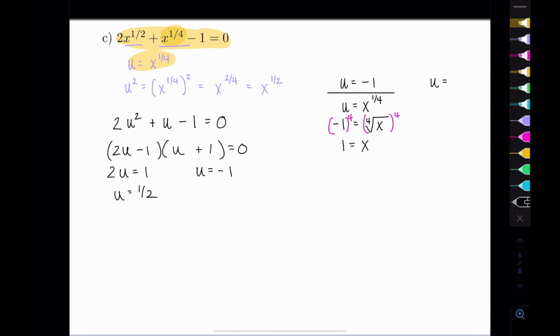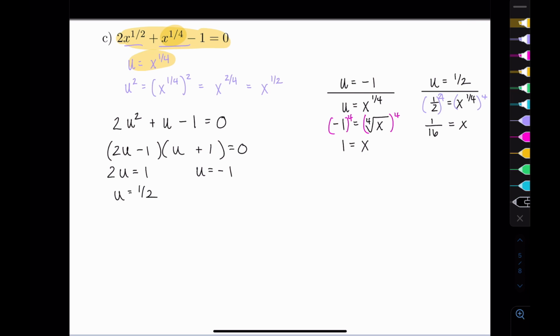Now I'm going to do the same thing with the other solution. We know u equals 1/2. So plugging that in, 1/2 is equal to x to the 1/4. And again, to now solve for x, I raise this to the 4th power, which means I do exactly the same thing to the 1/2. So that should be a 4. When I take 1/2 and raise it to the 4th, it's 1/2 times 1/2 times 1/2 times 1/2. That will give you 1/16 equals x. Okay. So we've got our two solutions.